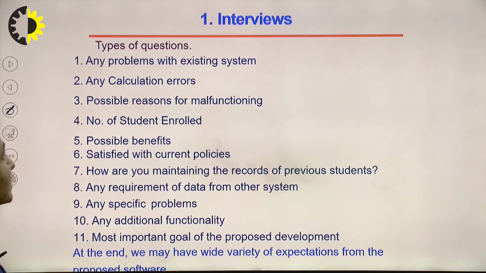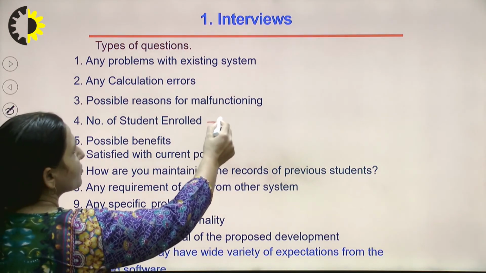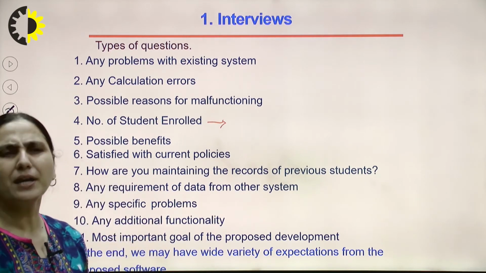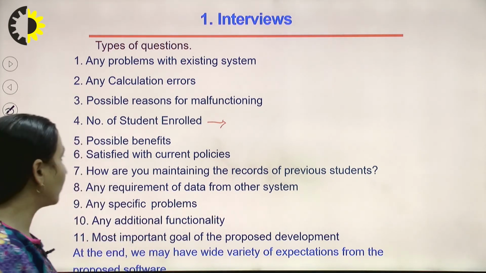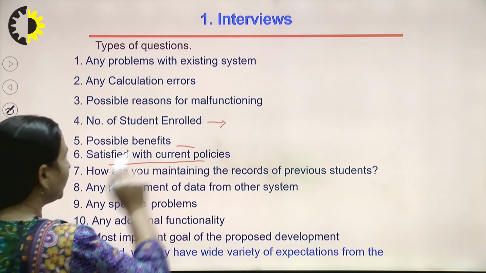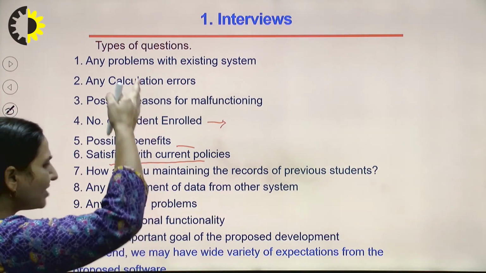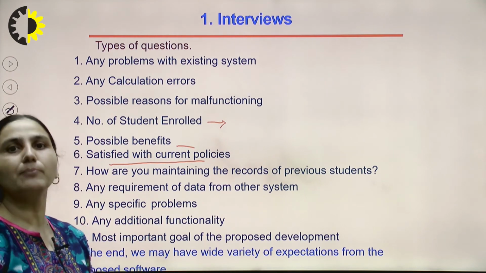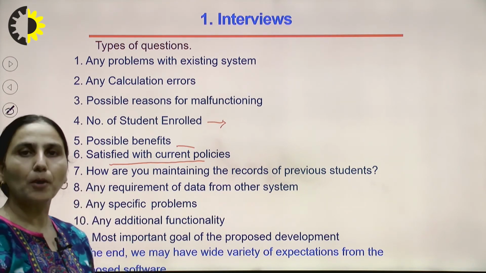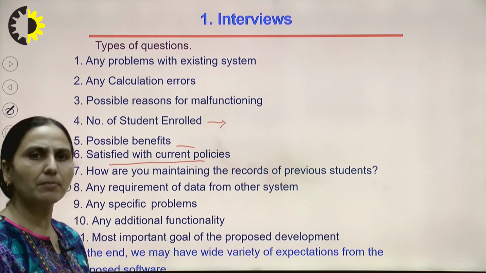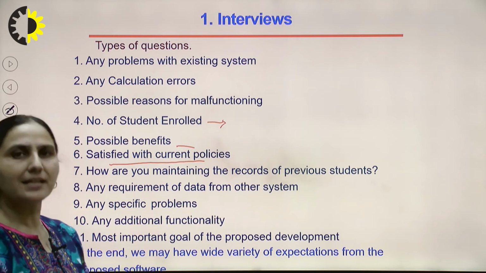Again, possible reasons for malfunctioning, number of students enrolled. Say, for example, we are dealing with a university portal: how many students have enrolled for this particular course? Then again, what are the possible benefits? Is it satisfied with the current policies? How are you maintaining it? So, these are general types of questions and they need to be properly answered to actually move ahead, right? So we'll have a proper idea of what we actually want, what the customer wants, what the end user wants, and based on their requirements, the things need to proceed accordingly.